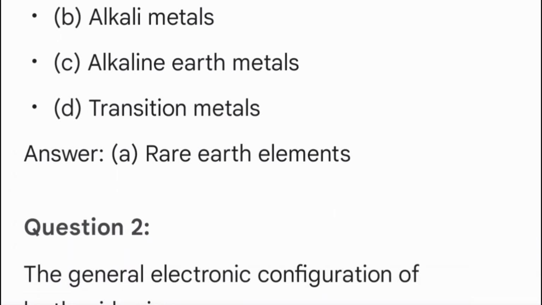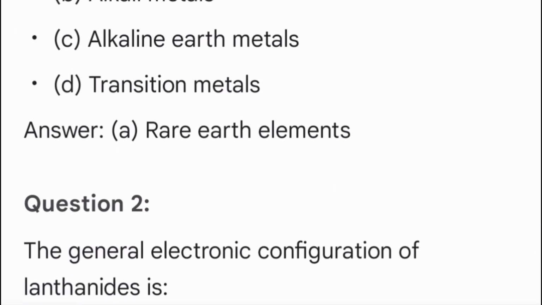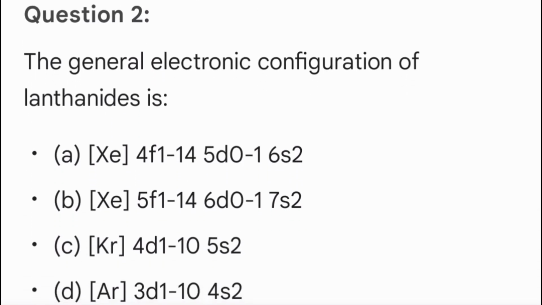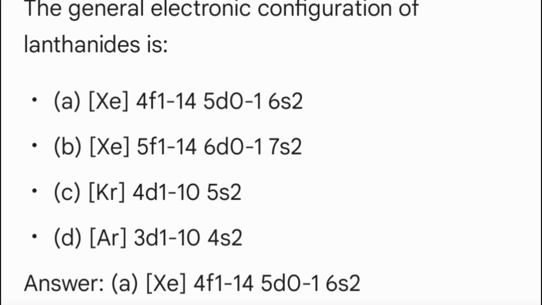Question 2. The general electronic configuration of lanthanides is A. 4f11, 5d0, 6s2. B. 5f11, 6d0, 7s2. C. 4d11, 5s2. D. 3d10, 4s2. Answer. A. 4f11, 5d0, 6s2.